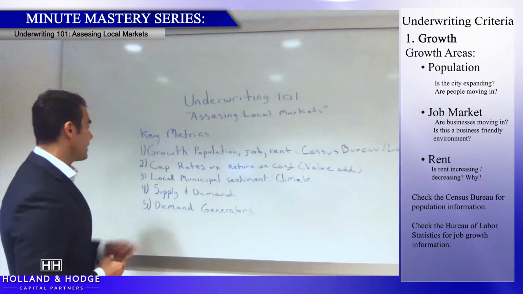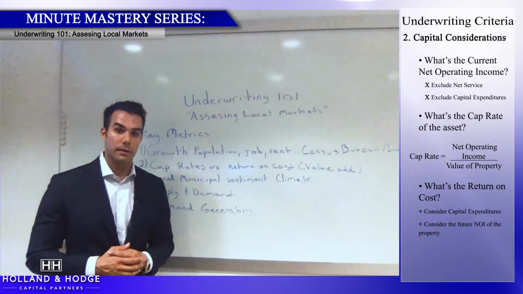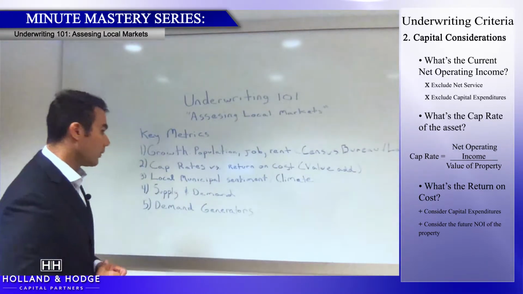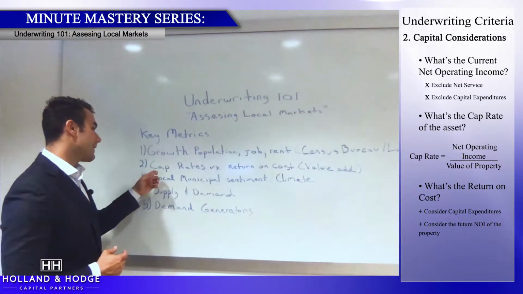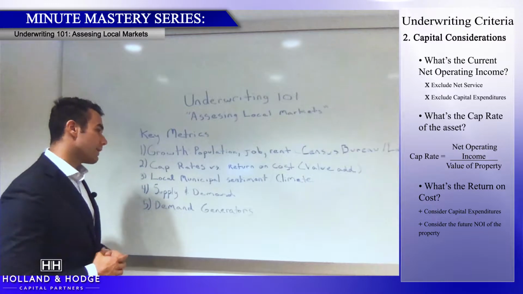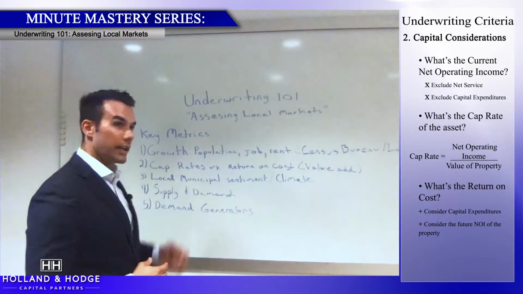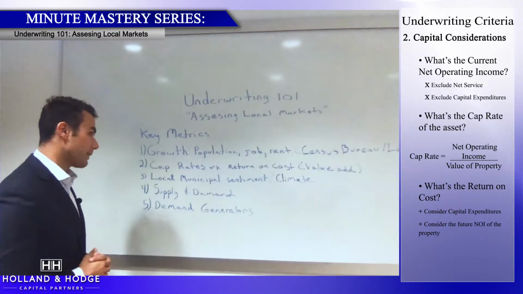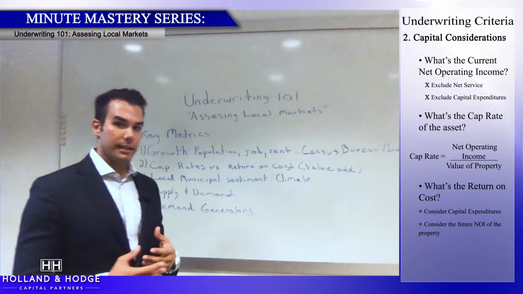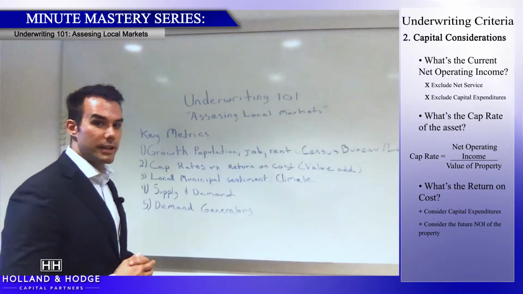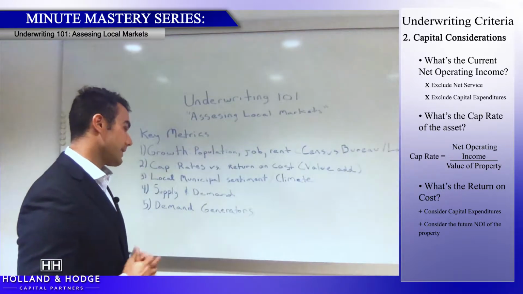Also, we look at cap rates and return on cost when we're looking at the valuation of a performing asset. So what is the current net operating income that's being thrown off of the property today? This does not take into account debt service or capital expenditures, but just simply understanding the performance of that asset. So that's taking the net operating income divided by the value of the property. Return on cost is very similar to cap rate, but taking in the capital expenditure improvements, understanding what the future, not just the stabilized NOI, but the future net operating income is on that property.